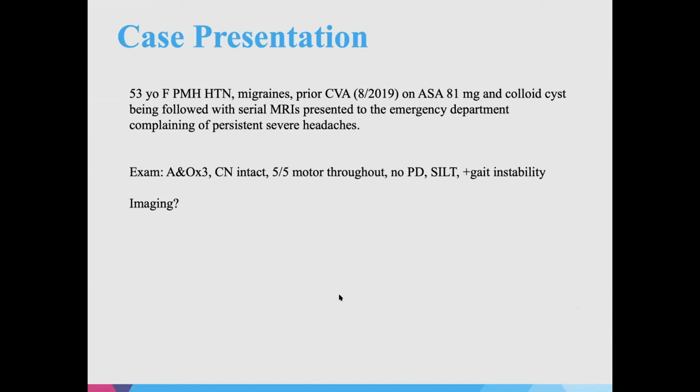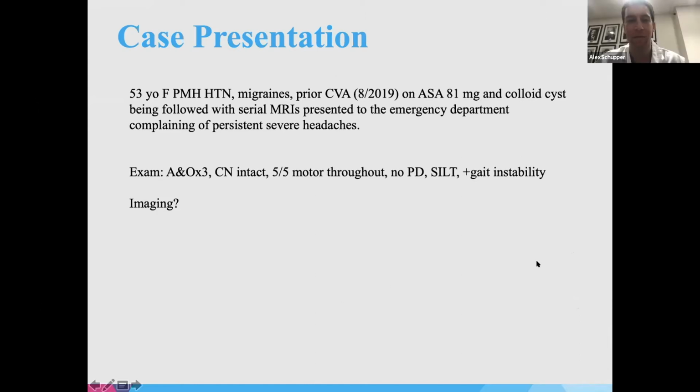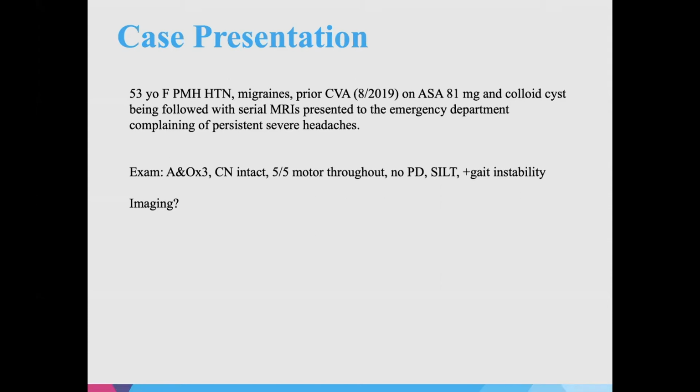Hey, Will. So we have this 53-year-old female, known history colloid cyst, who comes into the emergency department with persistent severe headaches. On exam, she's pretty non-focal. The only pertinent finding is that she has gait instability when you walk her, but other than that, a non-focal exam. So what would be some of the imaging that you would want the emergency department to get? Given her history with a prior CVA and her acute presentation, I would want to start with a CT and a CTA. Okay. We can follow up with more MRIs after that.